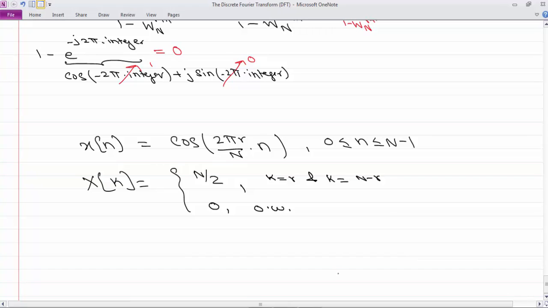So what we see is that, let's say that r is a number less than N by 2. If I make that assumption, then what I will get is my DFT for k equal to 0, it is 0. It stays 0, and then it is a spike of N by 2 at k equal to r. And then it stays 0, and then there is another spike of N by 2 at N minus r. And then it stays 0 till N minus 1.